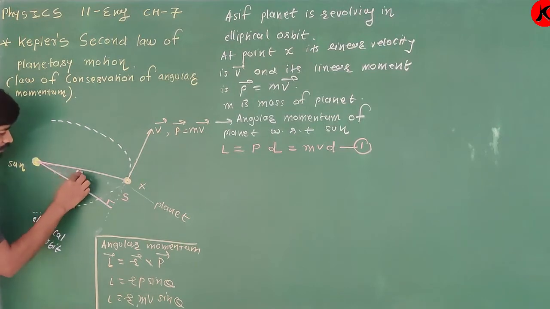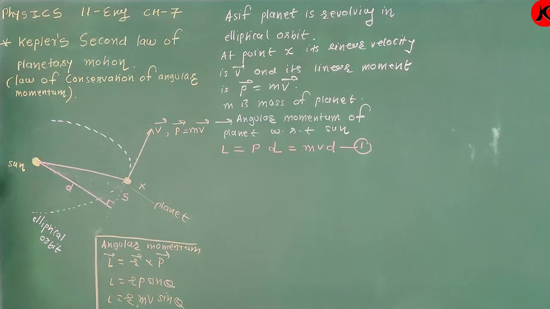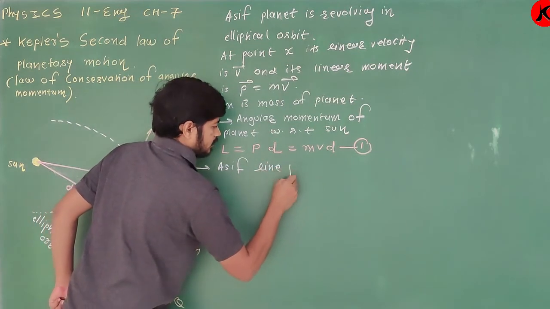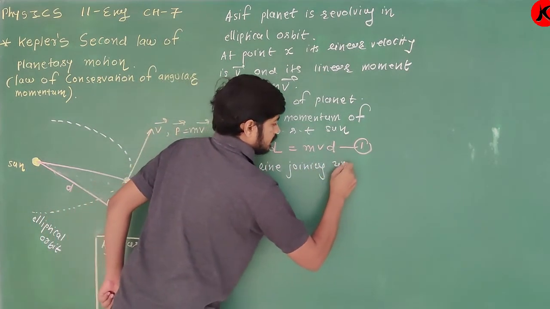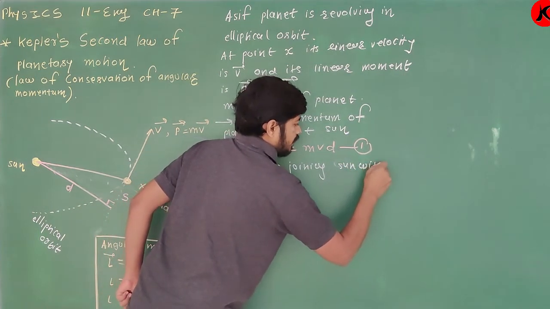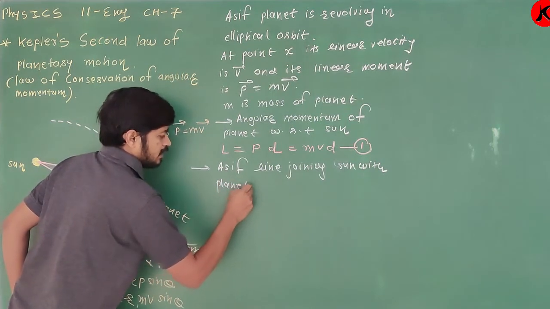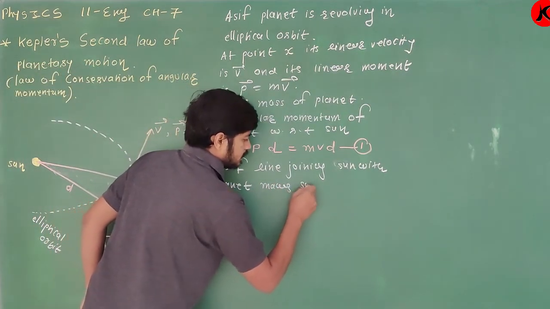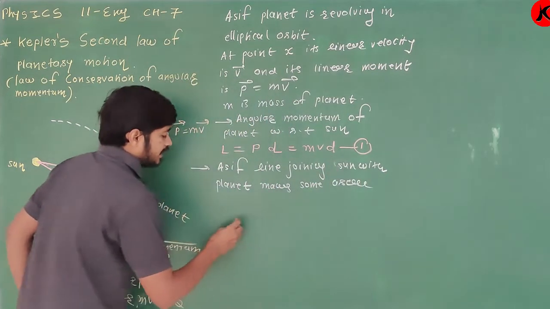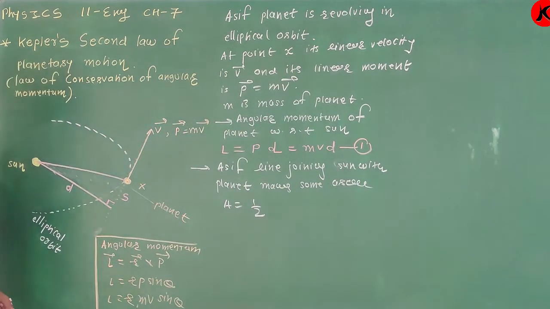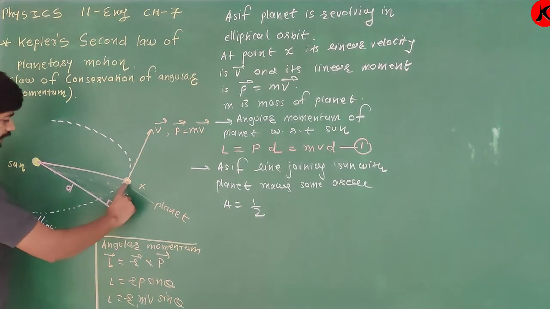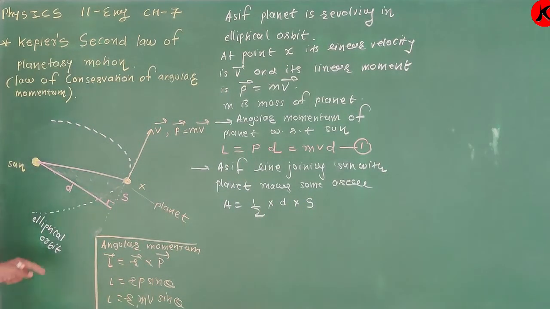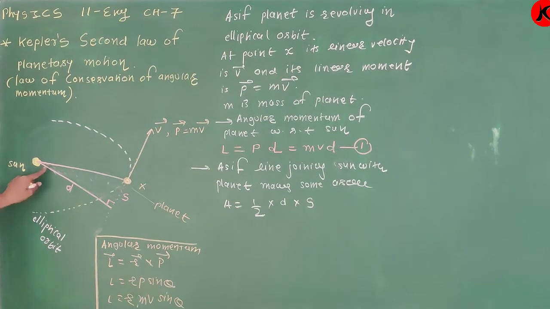So here in this right angle triangle, as shown in figure, the line joining sun with planet makes some area, and let that area A be equal to, you know its equation, half base into height. Base is D and height is S. So it is half D into S. Clear about this? As shown in figure, the line joining sun with planet makes some area.